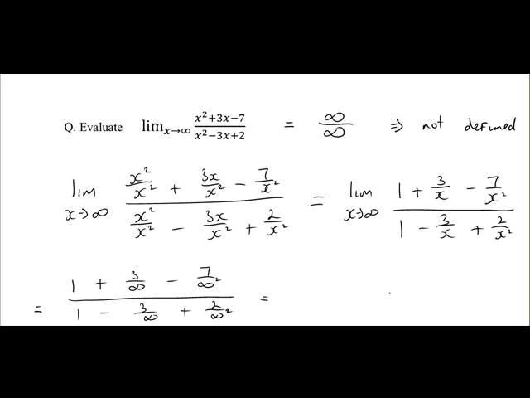Remember, anything divided by infinity is equal to 0. So that gives us 1 plus 3 divided by infinity, which is 0. Infinity squared is still infinity, so it's minus 7 divided by infinity, which is equal to 0. That's over 1, minus 3 divided by infinity, which is 0, plus 2 divided by infinity squared, which is also 0. So that gives us 1 over 1, which is equal to 1.